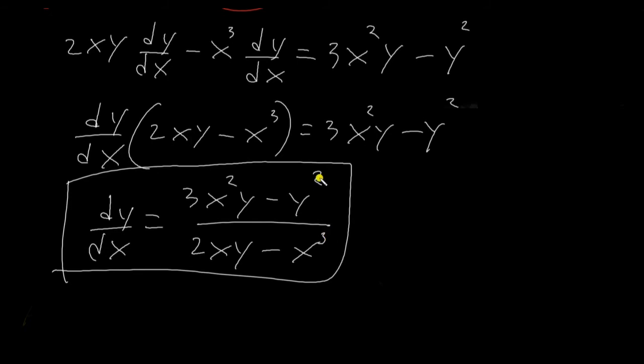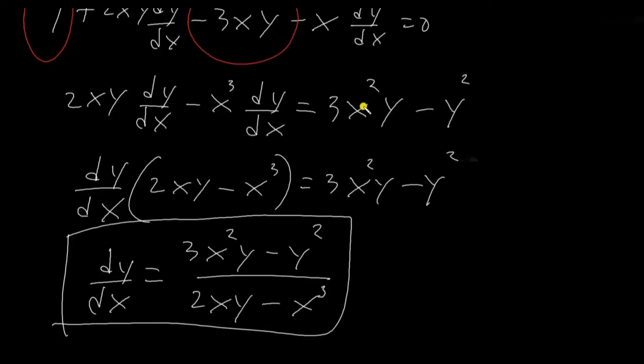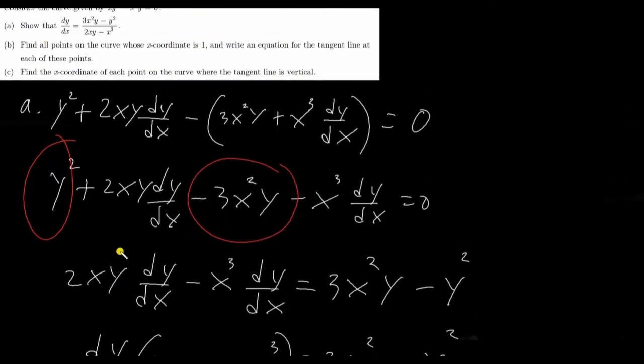And this is a 2-point question. You'd get 1 point for doing the implicit differentiation, and you'd get a second point for solving for dy/dx correctly. Okay, now let's erase this and move on to part B.